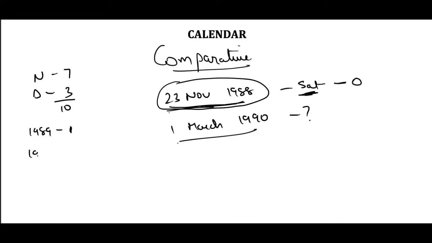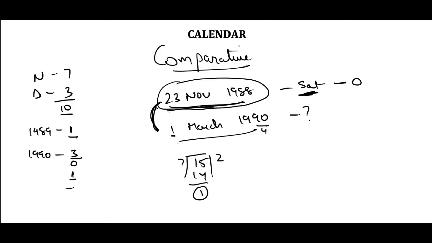Coming to 1990, we have January, that will make 3. We have Feb. Now 1990 was not divisible by 4, so Feb will have 0. We have March. Now 1st of March, so odd days will be 1. So we have 10, 11 plus 3, 14 plus 1, 15. So from 24th to 1st of March, we have 15 odd days. For 15, 7 twos are 14, we have 1 remainder. Now if 0 is Saturday, we have 1 as Sunday. That means 1st of March 1990 was Sunday. So this is a basic example of a comparative calendar.